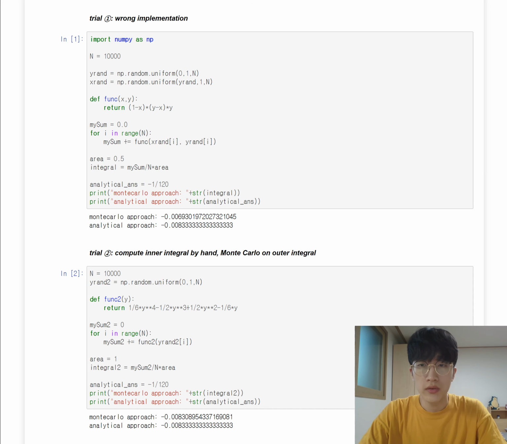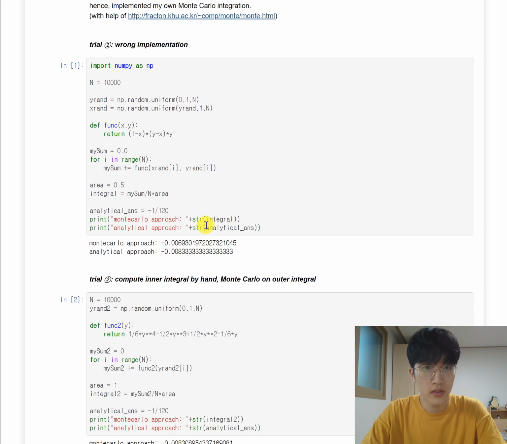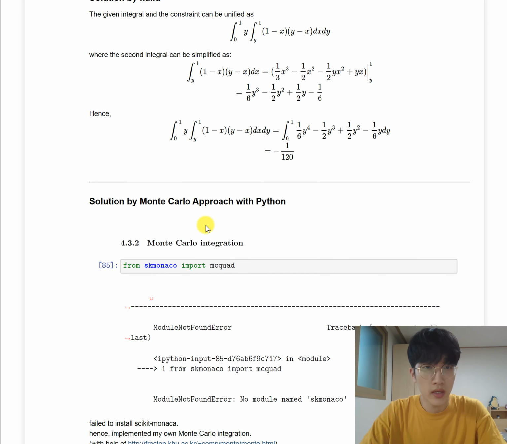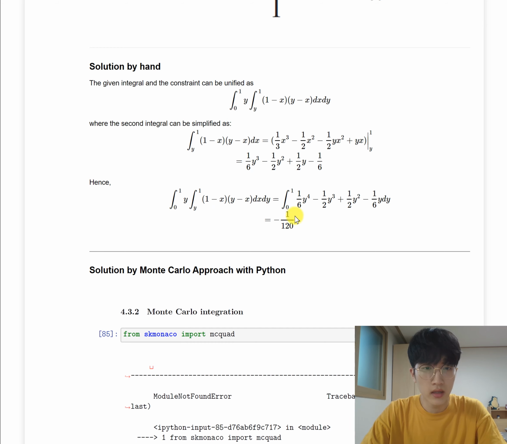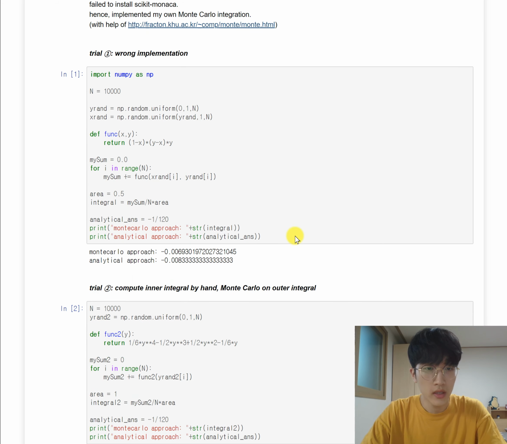At first trial, you can see that the error is quite big. So you see here that the first floating point value is the Monte Carlo approach, and the second is the analytical approach, which corresponds to the value we calculated by hand, minus 1 over 120. So this is minus 1 over 120.